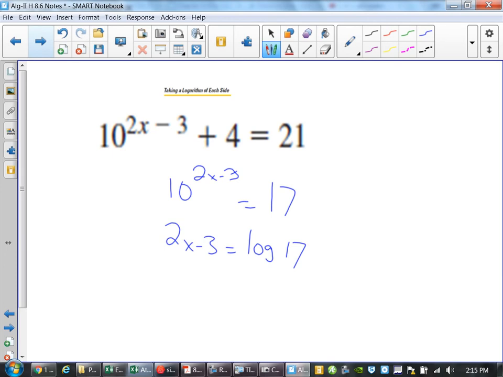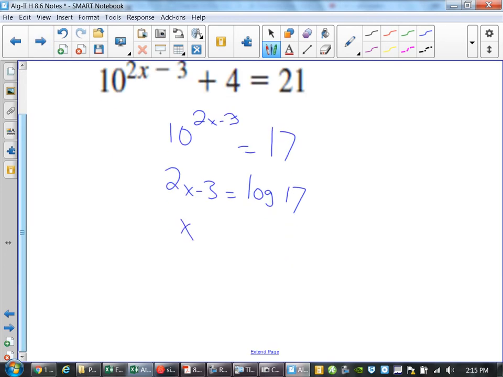So eventually, when you set this up, x will equal log base 10 of 17, add 3, divide the whole thing by 2. And there's your decimal answer, whatever that is.